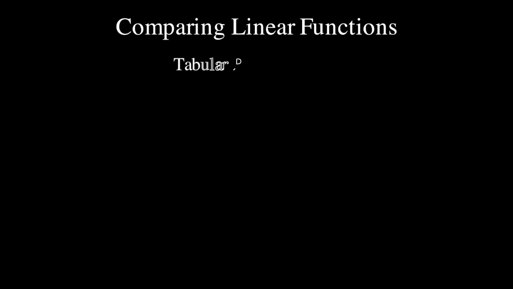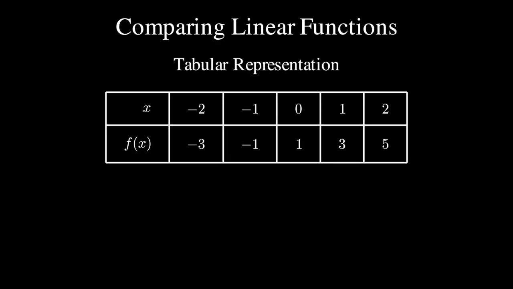Now, in a tabular representation, we organize specific input-output pairs of the function. Here's a table of several x values, ranging from negative 2 to 2, and their corresponding f of x values. As you can see, when x equals negative 2, f of x equals negative 3. When x equals 0, f of x equals 1. And when x equals 2, f of x equals 5. This table gives us specific values for x and f of x, showing how the function works at particular points. It's a very useful form where we need exact values for certain inputs.